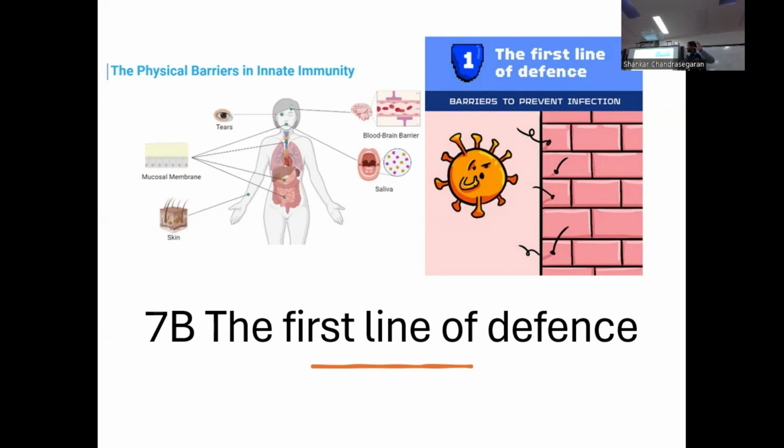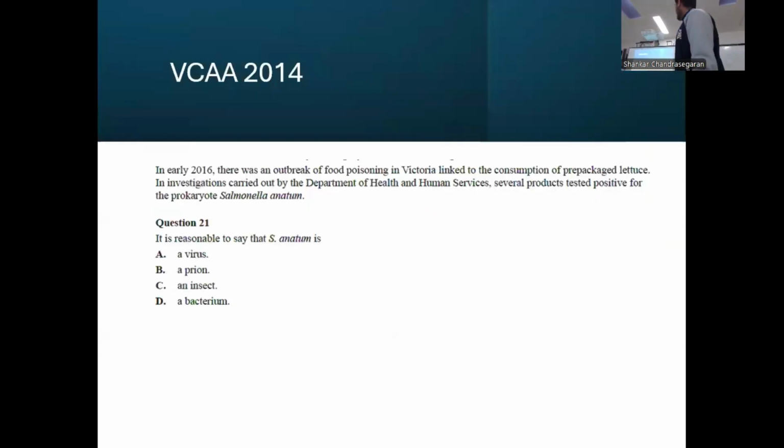So the immune response is built up of a bunch of different lines of defense. In today's lesson, we're going to focus on looking at the first line of defense and what that does. All right, let's get into it.